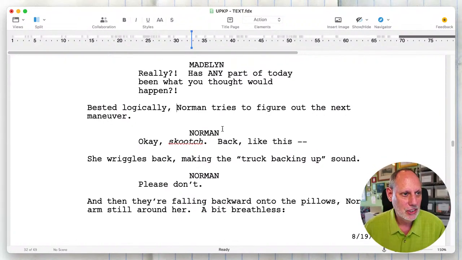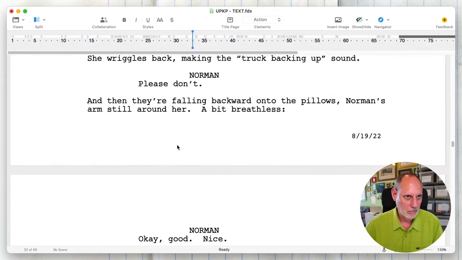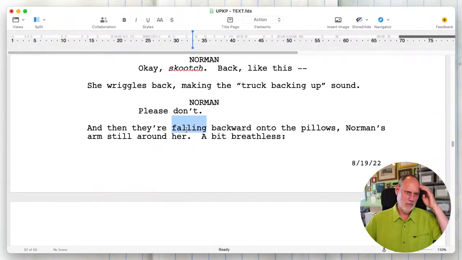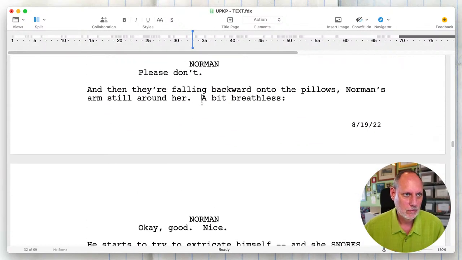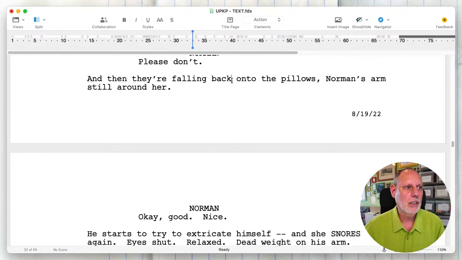Okay, scooch back like this. She wriggles back, making the truck backing up sound. Please don't. And then they're falling back. Falling backward. Falling, slipping, tilting, and there. Bit breathless. Too many words. Back. Okay.